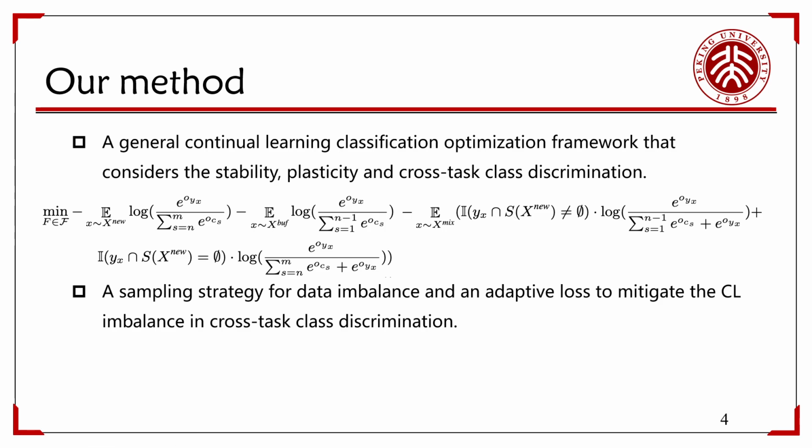Then we propose a data imbalance sampling strategy to ensure that the data number of each class in the training batch is the same. We also propose an adaptive loss to mitigate the gradient imbalance. Actually, we adjust the weight of each class's data based on its gradient rate to make sure of the balance between classes.